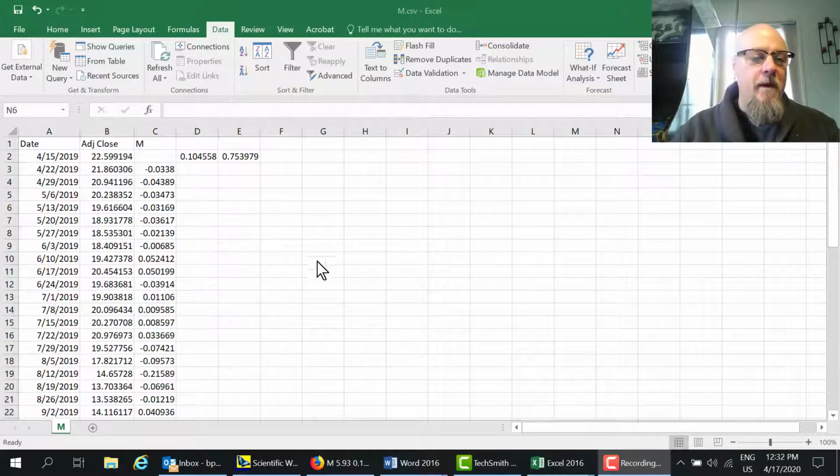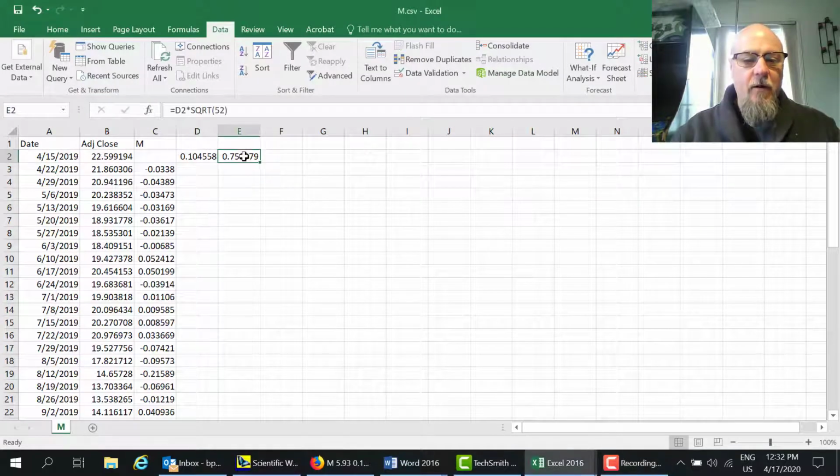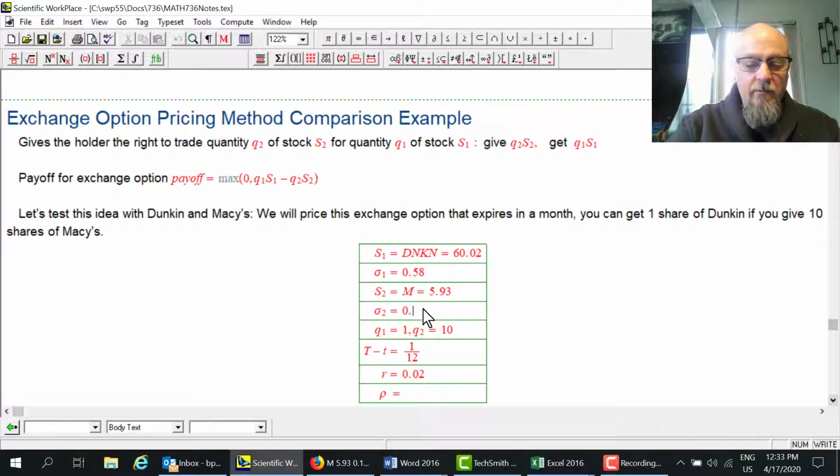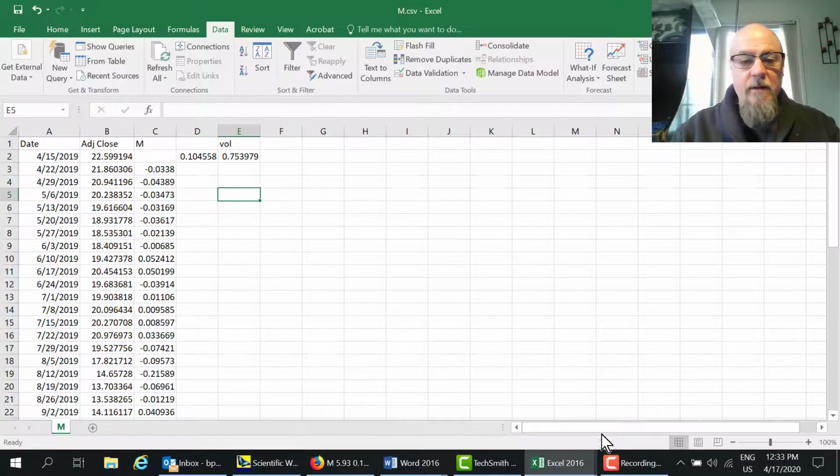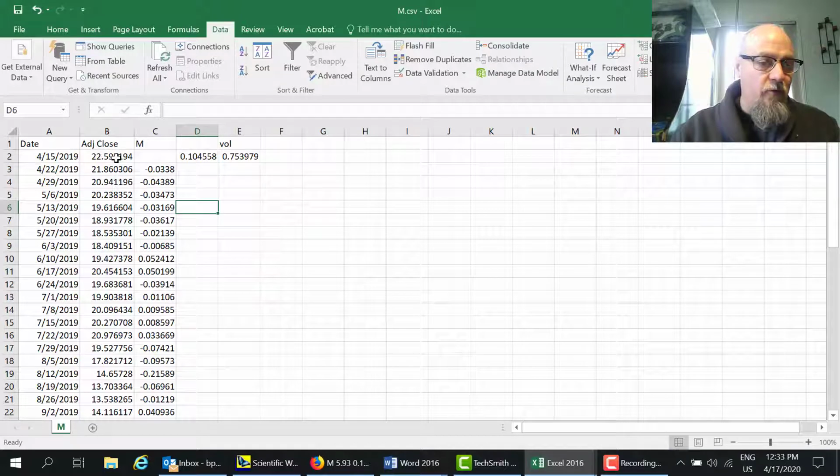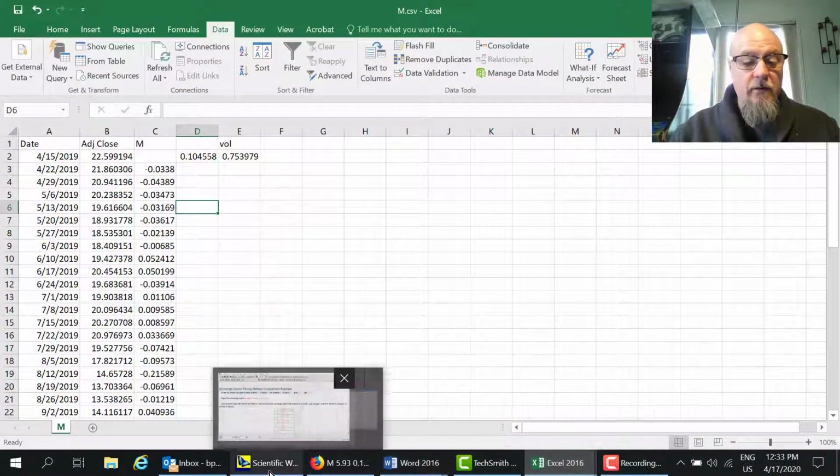So I did the same thing with Macy's and got a volatility of 0.75. So let's put that in. So Macy's volatility, 0.75. And I'm also noticing here, if I open the Macy's spreadsheet, because we put in the close at around $6. A year ago it was $22. So it really fell. That might account for some of the volatility there. But anyway, what we want then, let's look and see what we have.